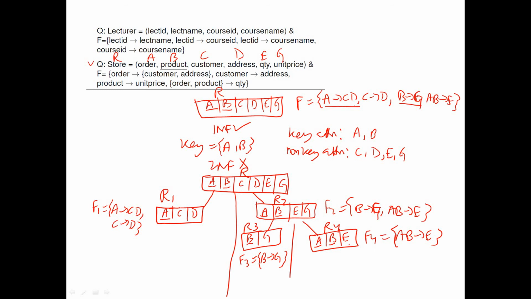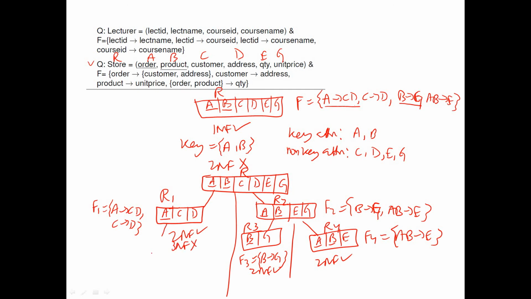Now let's check whether these tables are present in 2NF. Yes, this is present in 2NF. Yes, this is present in 2NF. Yes, this is present in 2NF. Now whether they are present in the 3NF, let's check R1. In R1, the key is A. C and D are the non-key attributes. Is there any functional dependency existing between C and D? Yes, it is available. That's why it is not present in the 3NF.